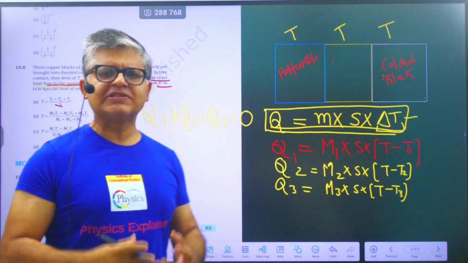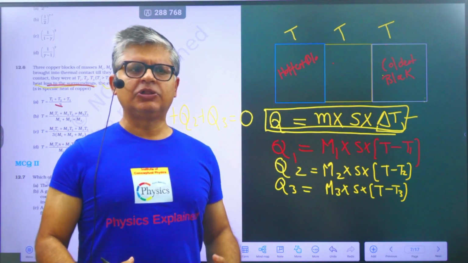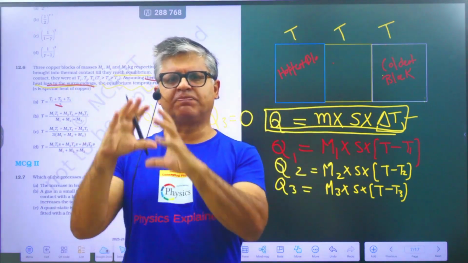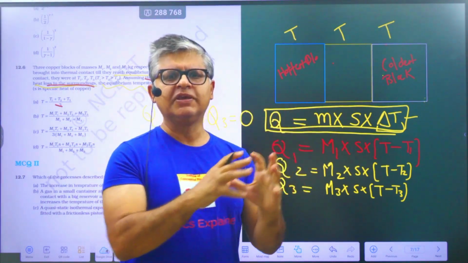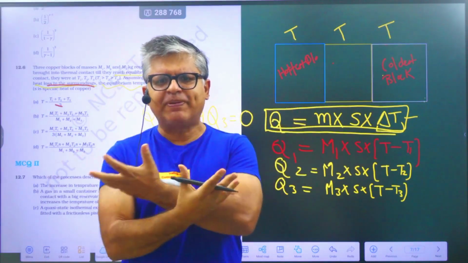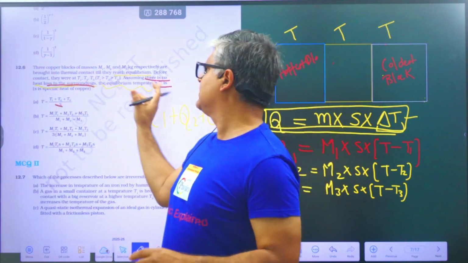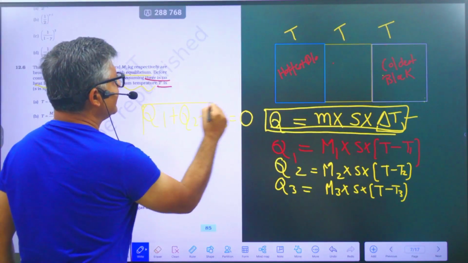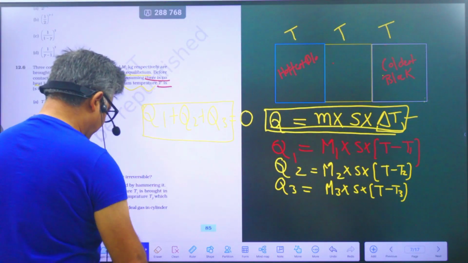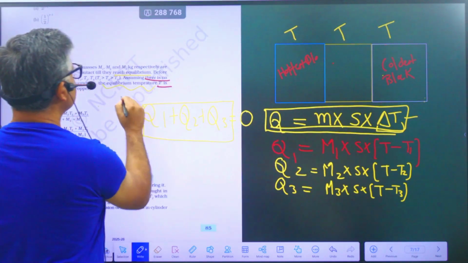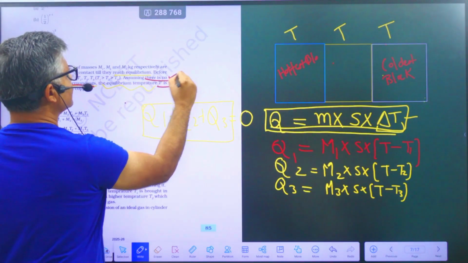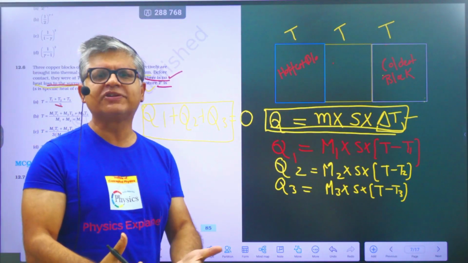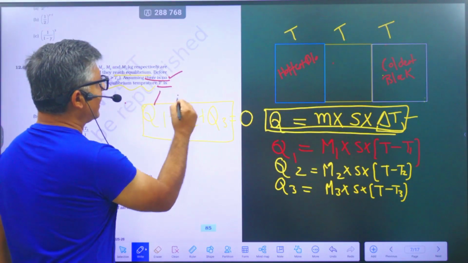The energy was neither gained by the system nor lost by the system. The energy was between these three blocks, block 1, block 2, block 3. They had the energy flowing between them. It never went out. So the hint, the hidden phrase, was law of conservation of energy. This particular phrase, there is no loss of energy to surrounding, is actually the law of conservation of energy, which is what I've applied now.